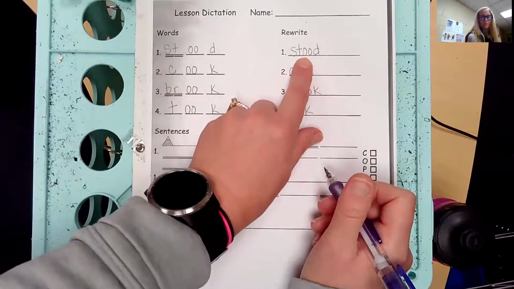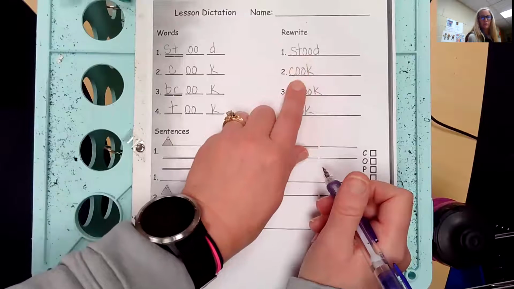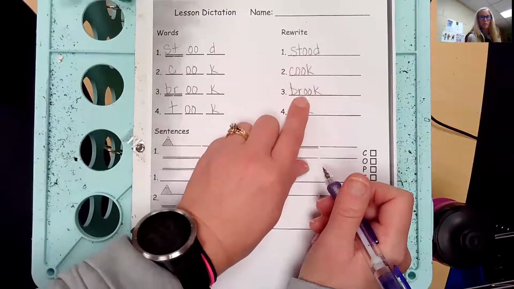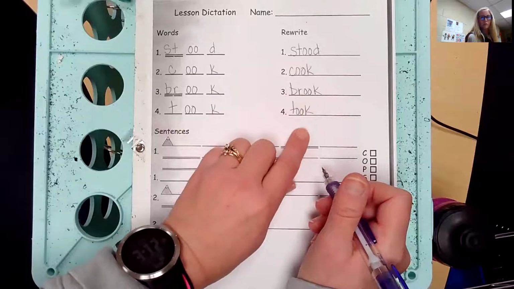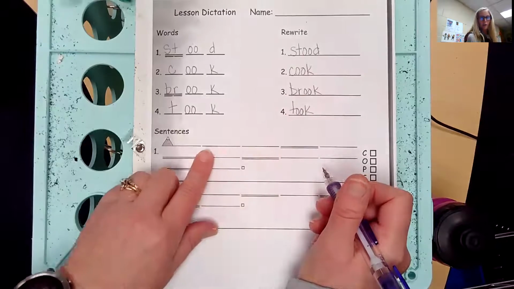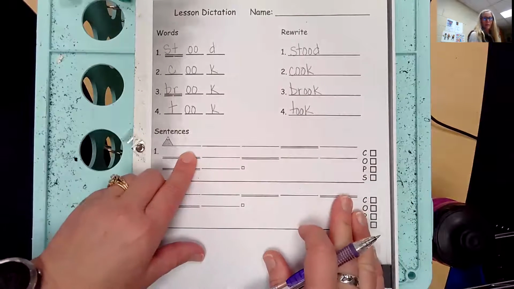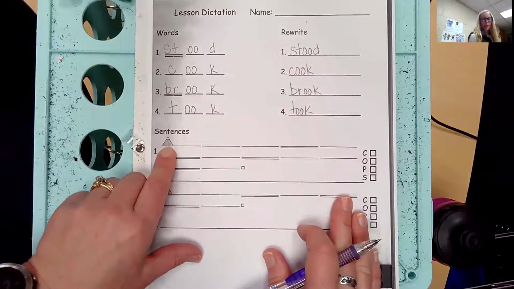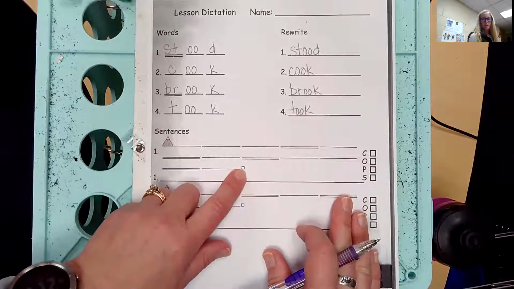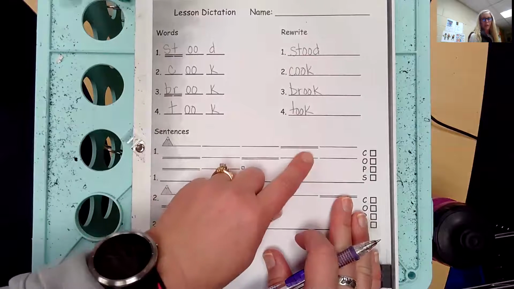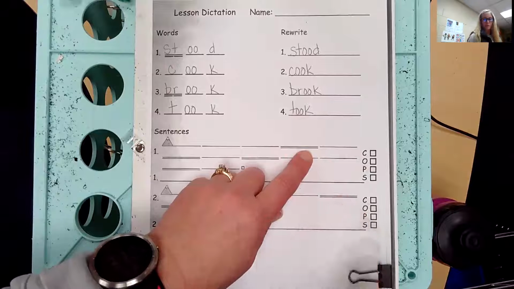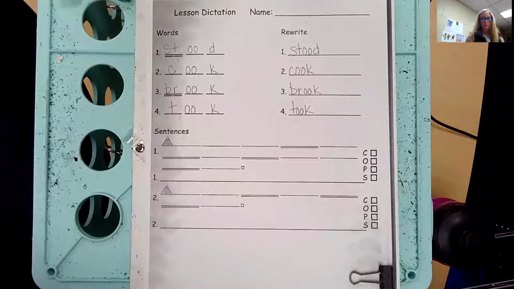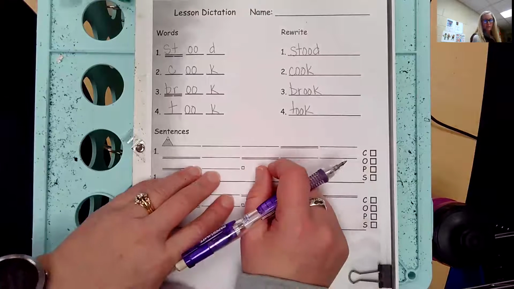Let's read them. Stood. Cook. Brook. Took. All right, let's go down here to our sentences. Remember, the mountain means capital letter. This means punctuation. Double line means red words. Here is our first sentence.